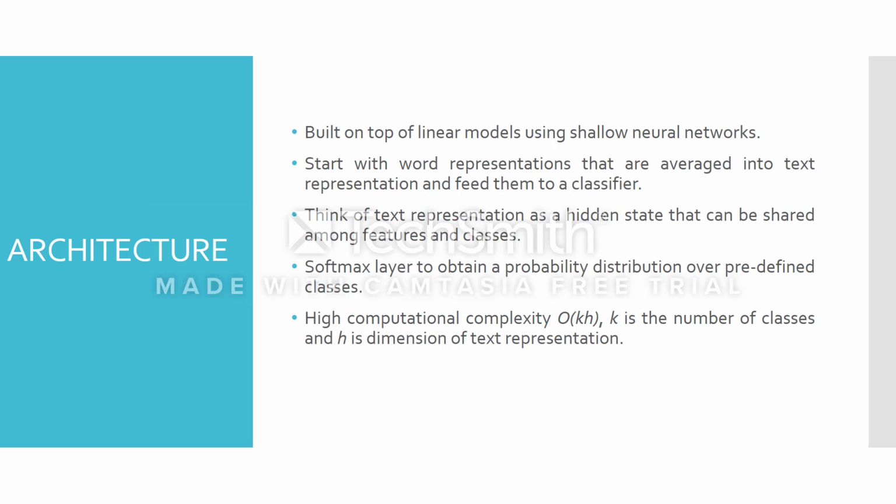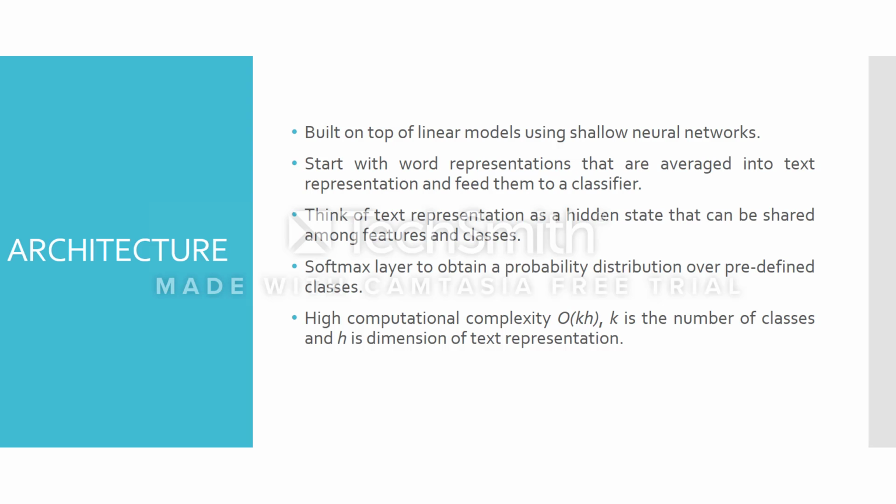So what is the architecture of the fastText classifier? It's built on top of linear models using shallow neural networks. That means only one layer of neural nets, hence it is linear. The unique feature is that it learns word representations rather than the word itself. So the word representations can be averaged into a sentence representation and fed into a classifier.